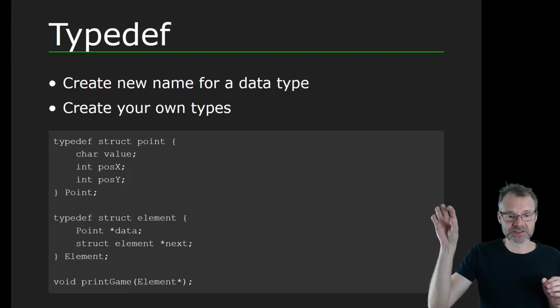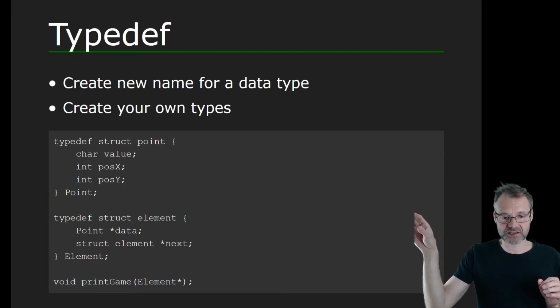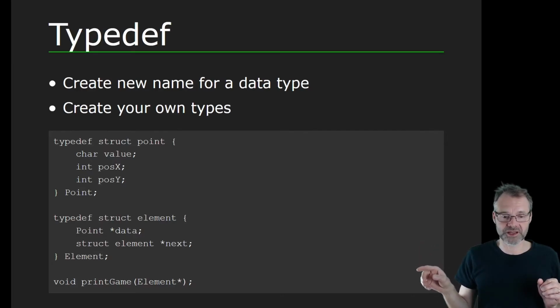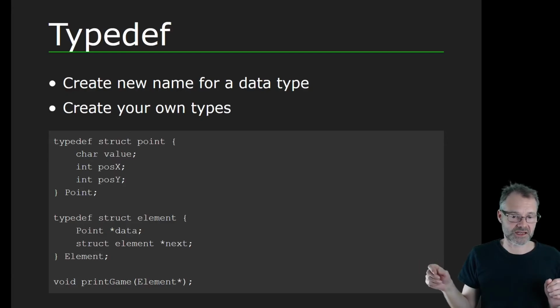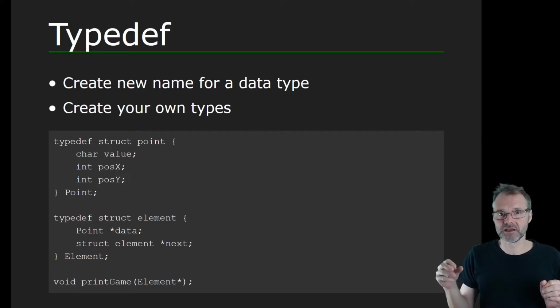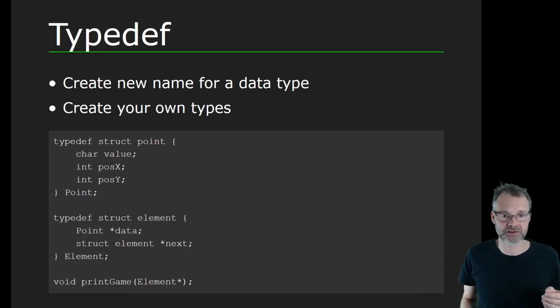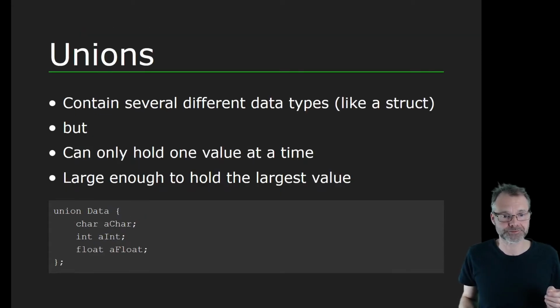I'm also using typedef for the struct element there. I'm labeling element with capital E. And when I'm printing the game down here, I'm just using the type element instead. So I'm sending an element pointer, which is basically the linked list I was using. So typedef is just a way to label my own types, and that could be useful for readability in my code, for example.